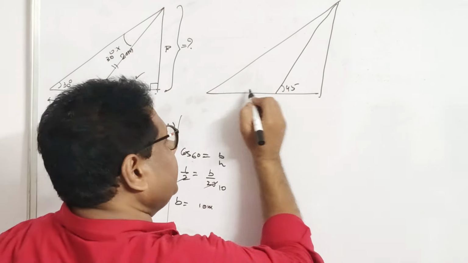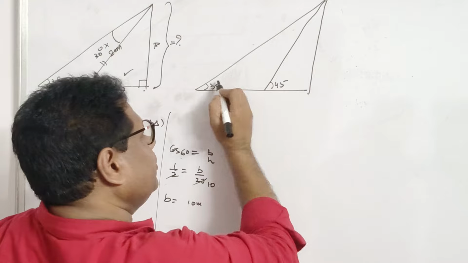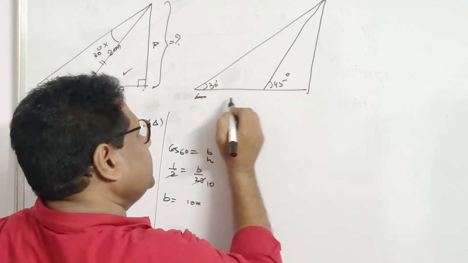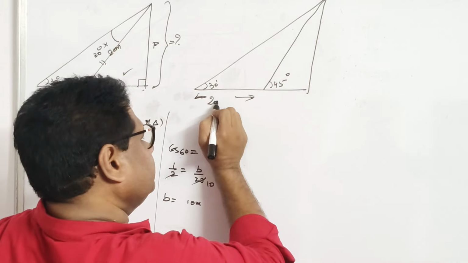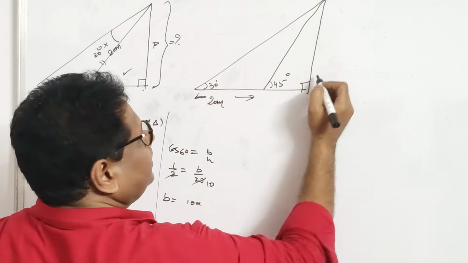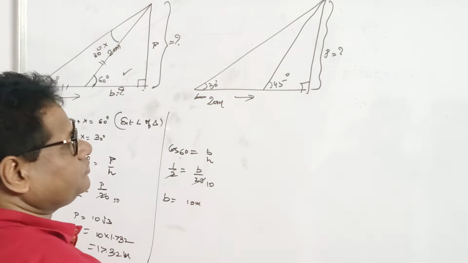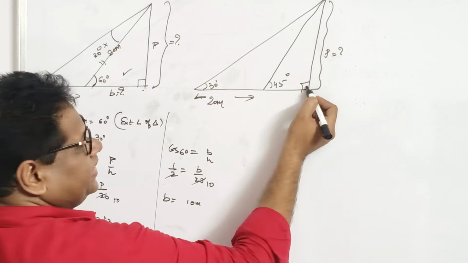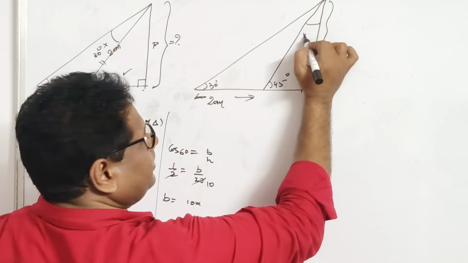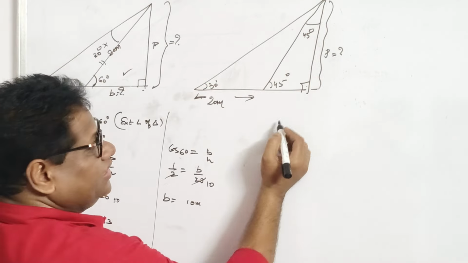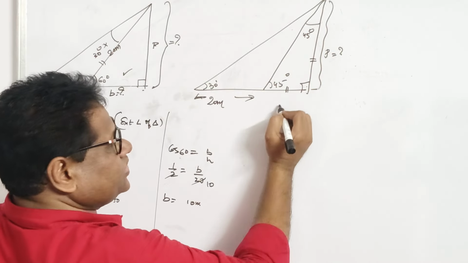This is 45 degree, this is 30 degree. Again, this distance is given to you and you have to find the perpendicular P, which is missing. Now this is 90, this is 45, so this is also 45 degree. So it is an isosceles triangle.